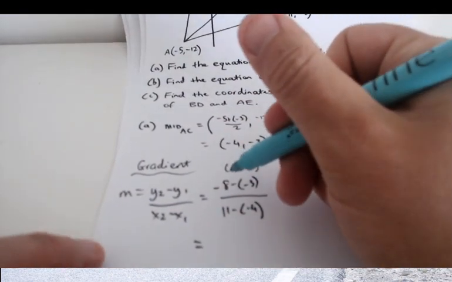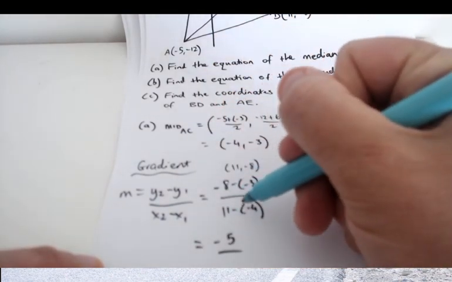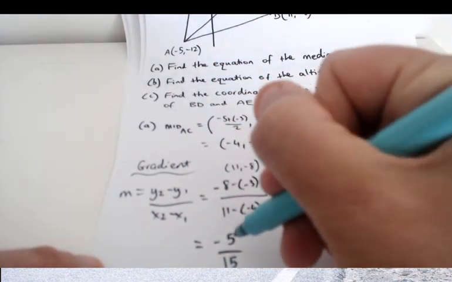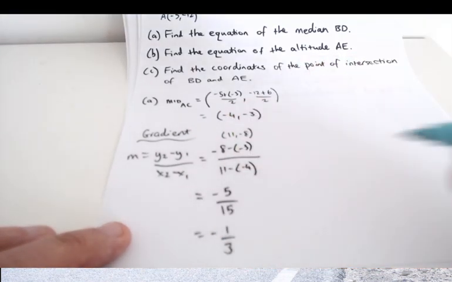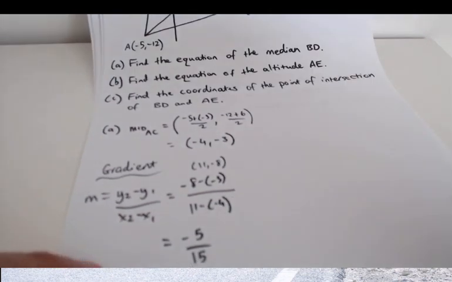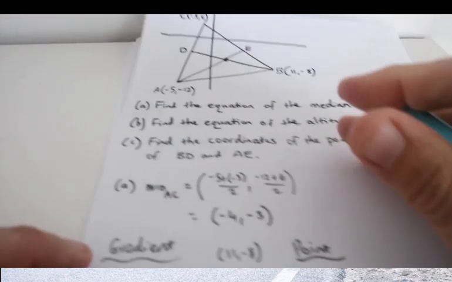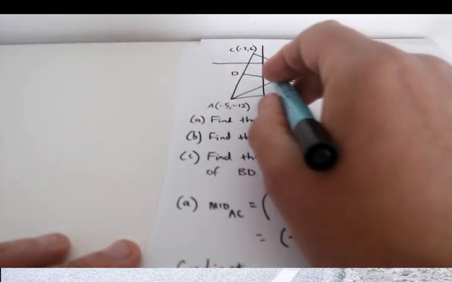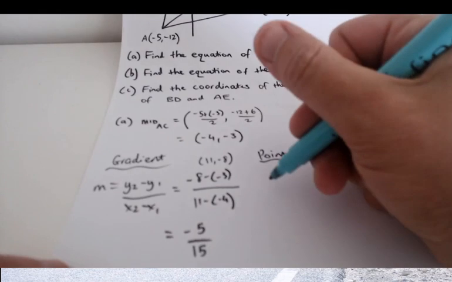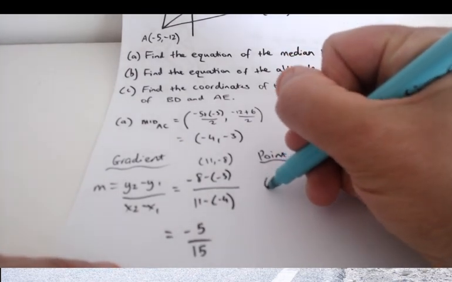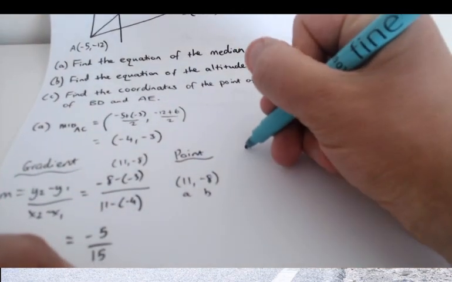So that will give me −8 add 3, which will take me up to −5, and 11 add 4, which will take me to 15. 5 over 15 would simplify to 1/3, and this one is going to be a negative. So there's my gradient, my point. I've got 2 points that lie on the line BD. I know what B is and I know what D is, so it doesn't matter which one you choose. I'm going to go with (11, −8). Equation.